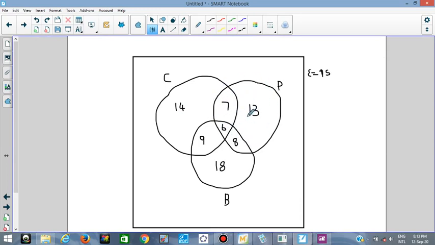Let's add and see. 13 plus 7 is 20. 20 plus 8 is 28. 28 plus 6, you have 29, 30, 31, 32, 33, 34. You can see that is correct. All the numbers you add there are equal to 34. So physics is correct, 34. Okay, that is one proof that you are correct.